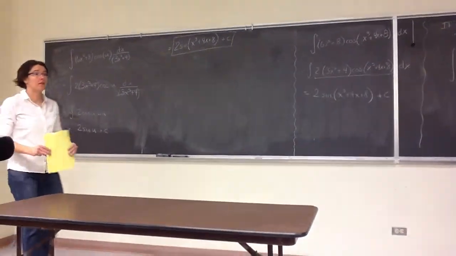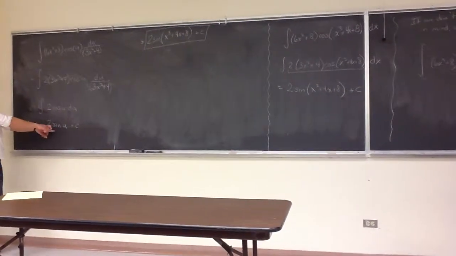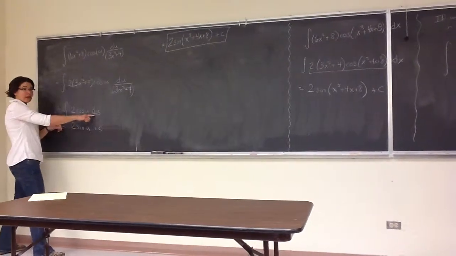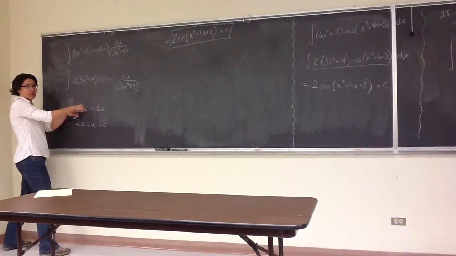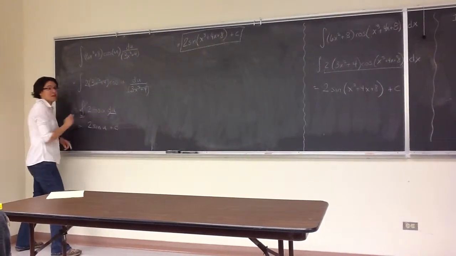Yes, Maggie. How can you drop the du for that last step? This step right here? So the du and the integral sign are telling me take the antiderivative of the thing in the middle, and once I do that, that's when I drop both the integral sign and the du.